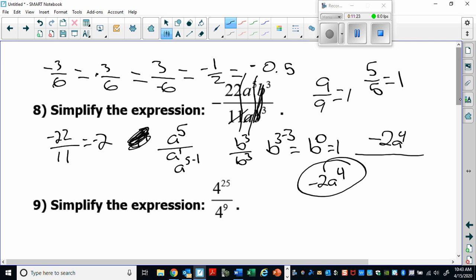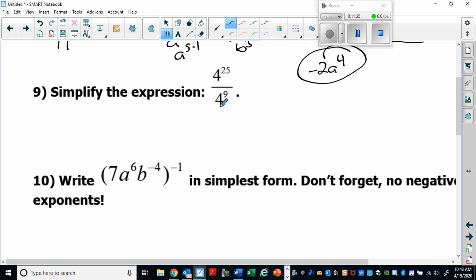Let's keep moving. All right, now here we have to simplify the expression. What you should not do is this: do 4 to the 25th power in your decimals. Simplify it first, right? And now we're going to do 25 minus 9. So we'll have 4 to the 25 minus 9. And that's going to equal 4 to the 16th power. That can be your answer.